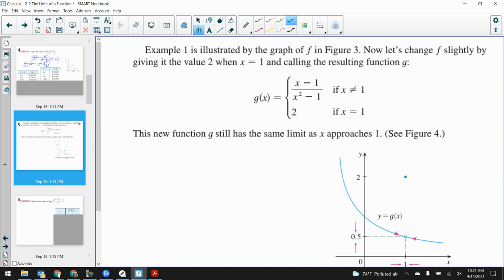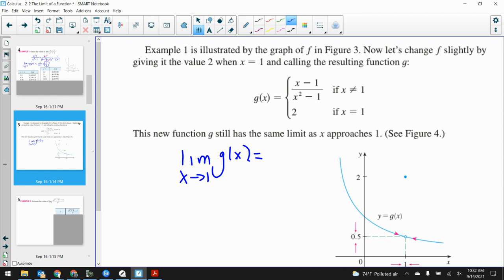Okay, so what if we shift this example a little bit and said, what if we define 1? What if we say, now I'm going to make the x value 1 equal something weird. Make it equal 2. Does that change the limit at all? Does it change the limit if I want to know what the limit is as x goes to 1 of g of x?